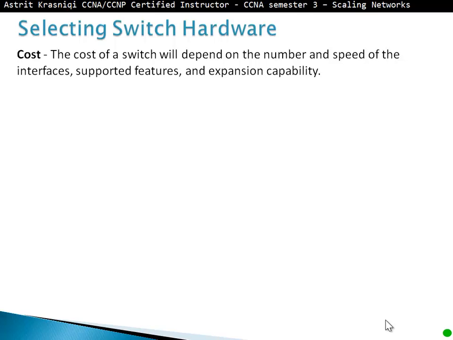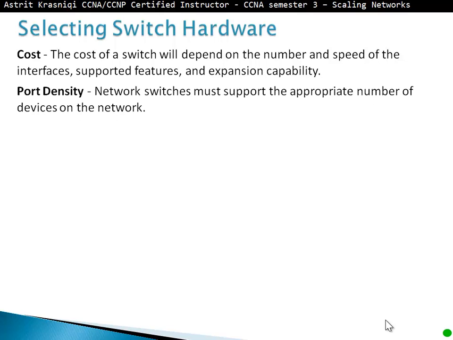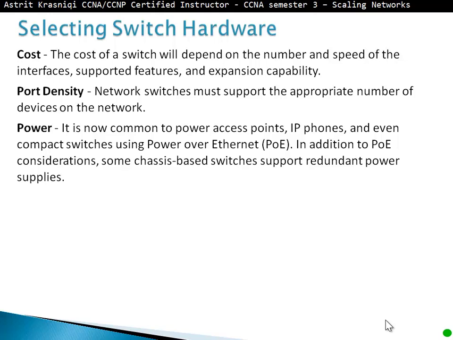Selecting the switch hardware. When we go and buy the switch, the first thing that we have to think about is the cost. How much does it cost? The cost of the switch will depend on the number and speed of the interfaces, supported features, and expansion capability. Port density. Network switches must support the appropriate number of devices on the network. Power. It is common to power access points, IP phones, and even compact switches using Power over Ethernet.